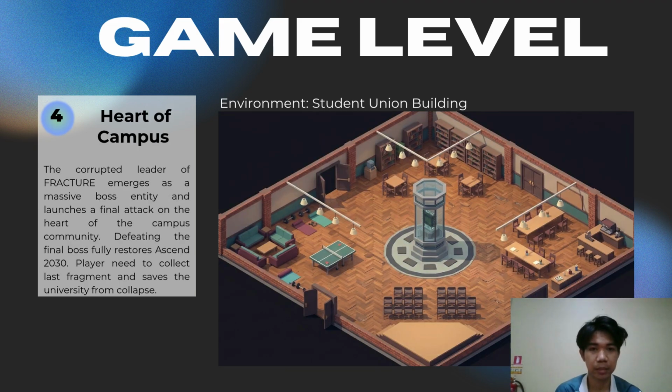Level 4 is the boss fight set at the Student Union Building. The boss AI will be equipped with all of the abilities combined, has higher health points, and requires perfect cooperation to defeat. Defeating the boss restores Ascent 2030. Players need to collect the last fragment and save the university from the corruption. All 4 fragments collected from each level will restore the AI core and save the university, and this triggers the ending of the game.